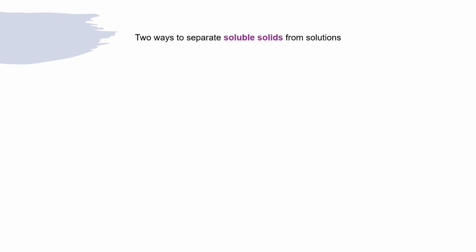If a solid can be dissolved, it is described as soluble. There are two methods you can use to separate a soluble salt from solution: evaporation and crystallization. Let's look at the evaporation method first.